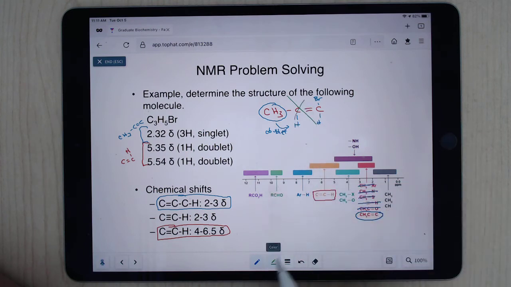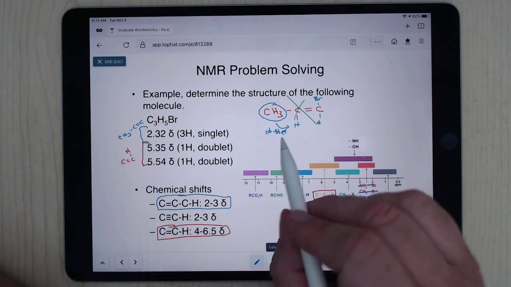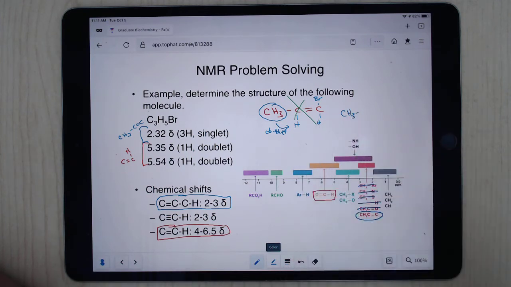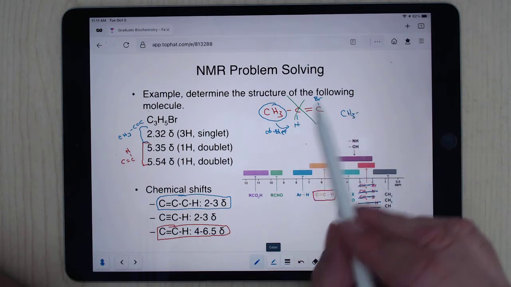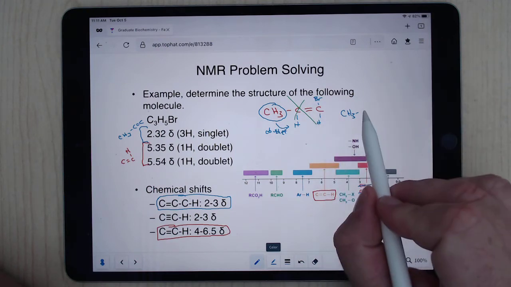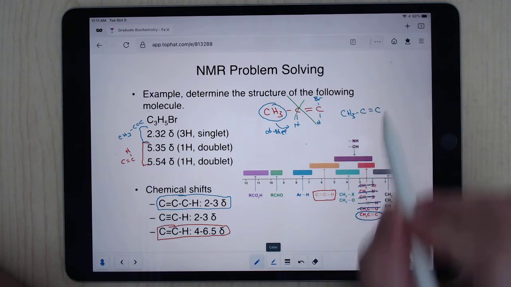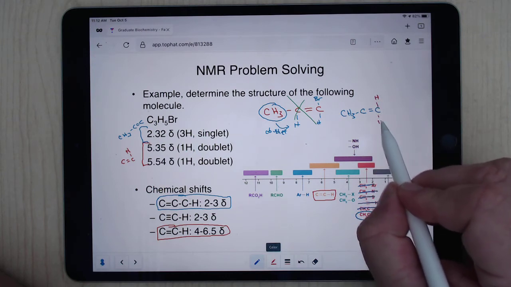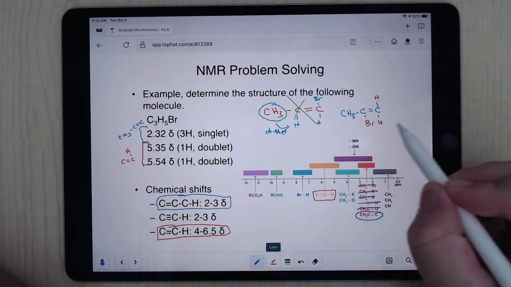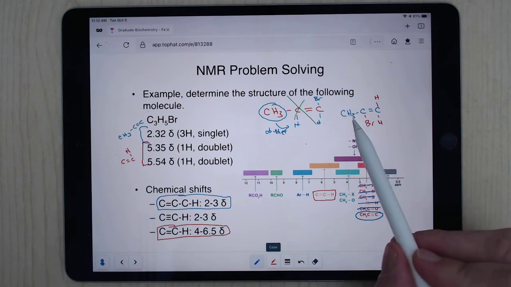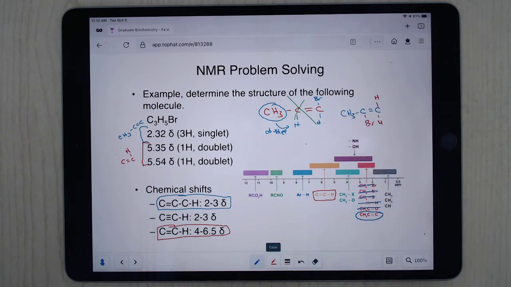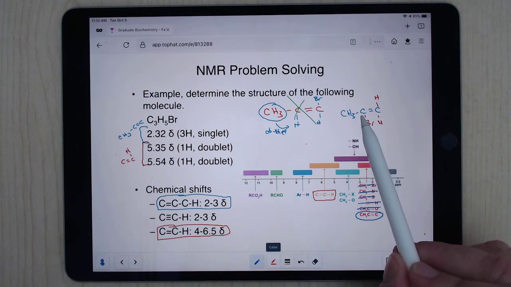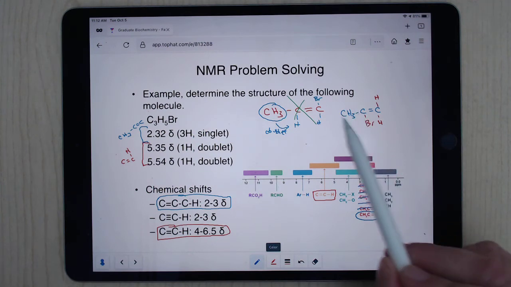So how else would we do it? Well, we can't switch the hydrogen because that's not going to do you any good. So let's switch the positioning of the bromines. Let's put the hydrogen here and put the bromine here. Well, this makes a lot more sense, because this CH3 is next to something that doesn't have any hydrogens on it. So that would give us our singlet.